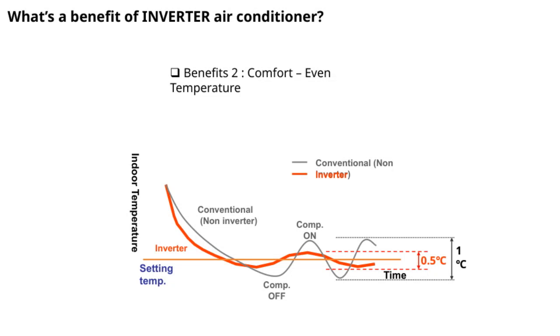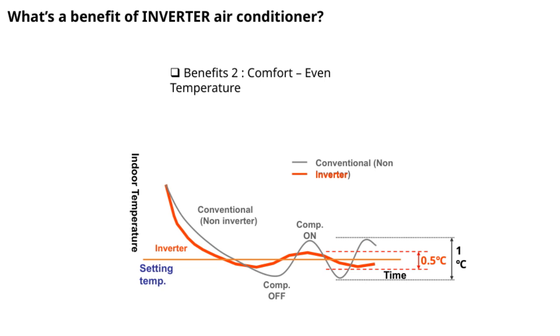So here we see the temperature settings and how the inverter system helps maintain a consistent indoor climate. When the temperature is set to 0.5 or 1, the inverter adjusts its operation to keep the room at that desired temperature. Unlike conventional non-inverter units, which turn on and off repeatedly, the inverter smoothly modulates its compressor speed. This means that instead of constantly stopping and starting, the inverter keeps the compressor running at a steady, optimal level. As a result, the indoor temperature stays more even and comfortable. You won't experience those sudden fluctuations or the feeling of the room getting too cold or too warm.